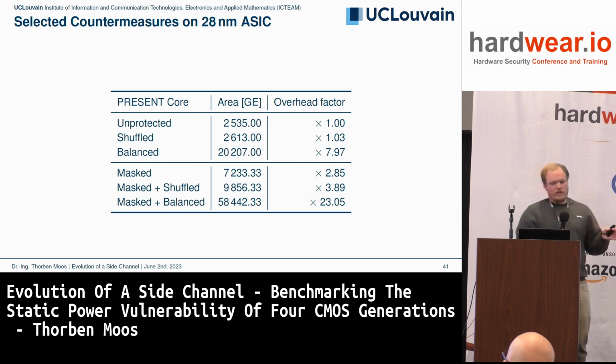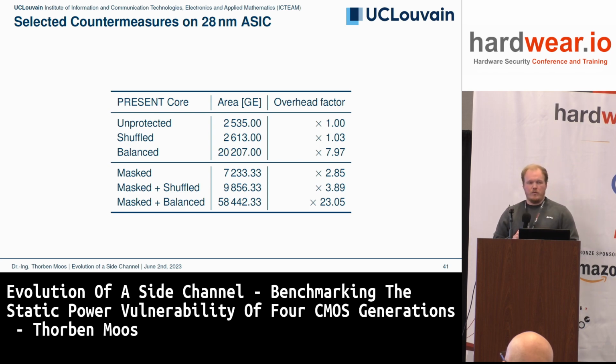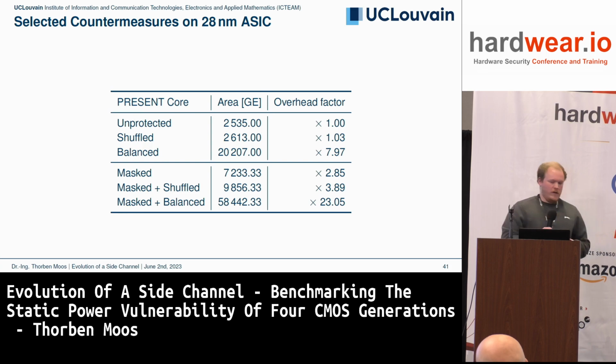We have an unprotected core, so just a normal implementation. It's like a 4-bit serial implementation, one S-box, and 16 nibbles stored in parallel in flip-flops. And it's about 2,500 gate equivalents large. Then we have a shuffled variant, which is quite cheap, so it doesn't have a lot of overhead. And we have a balanced one.